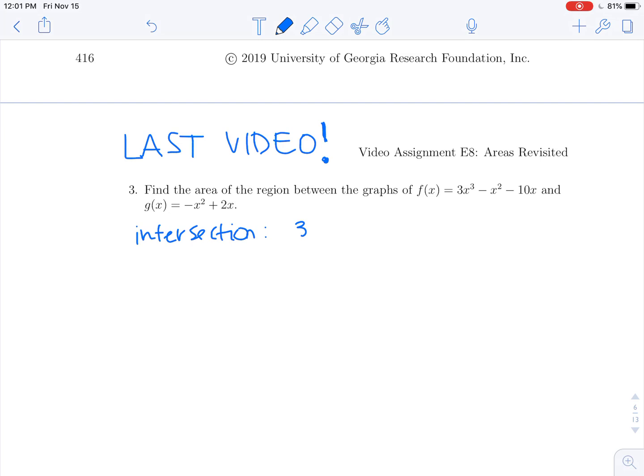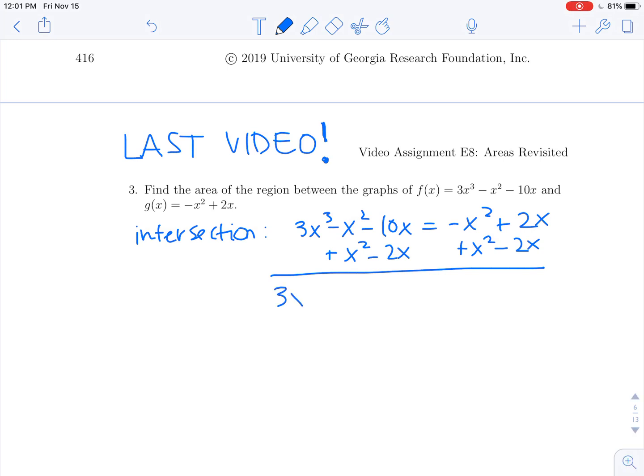So we need to do 3x cubed minus x squared minus 10x equals negative x squared plus 2x. So we need to move everything over to the same side. So I'm going to do plus x squared and minus 2x. So I've got 3x cubed minus 12x equals 0.